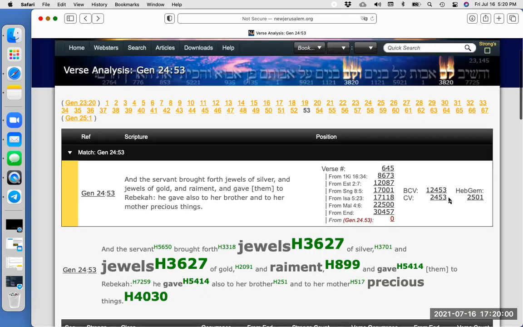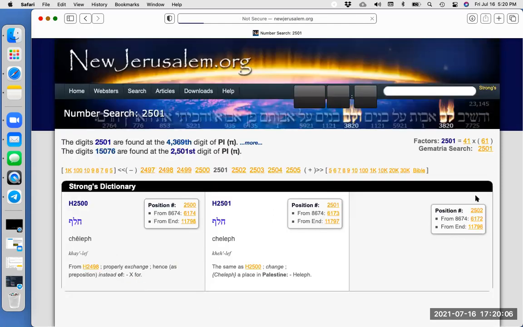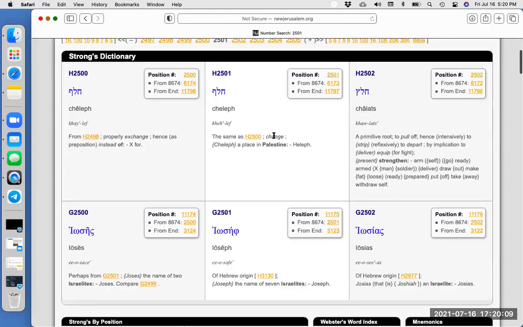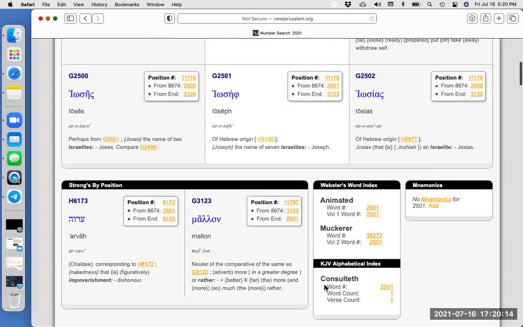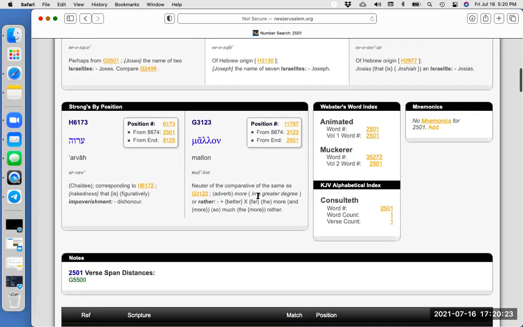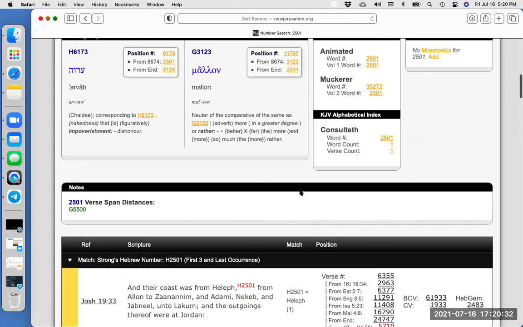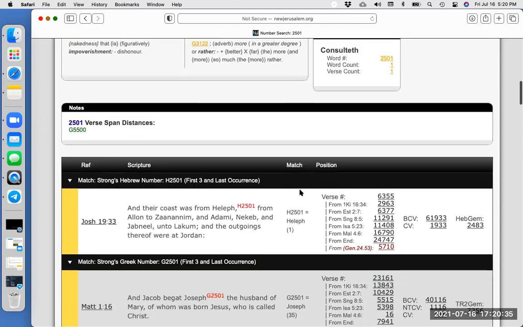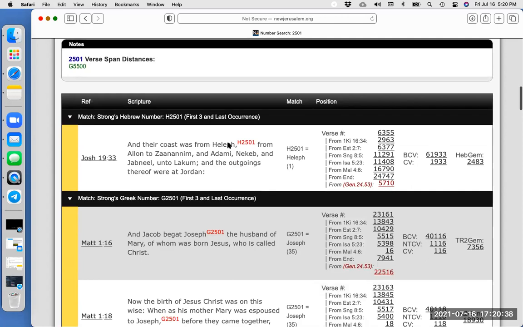So let's go to the gematria first. Let's click into that and see where it takes us, if anywhere. Okay. It's change and Joseph. Now, we're thinking of Rivka, we're thinking of jewels, we're thinking of precious things, and we see change. And then this associate here, dishonor and more greater degree. Well, that would fit with a precious thing, right? Something higher value is a greater thing. And this is the distance to the Helef, change. You notice it's a name.